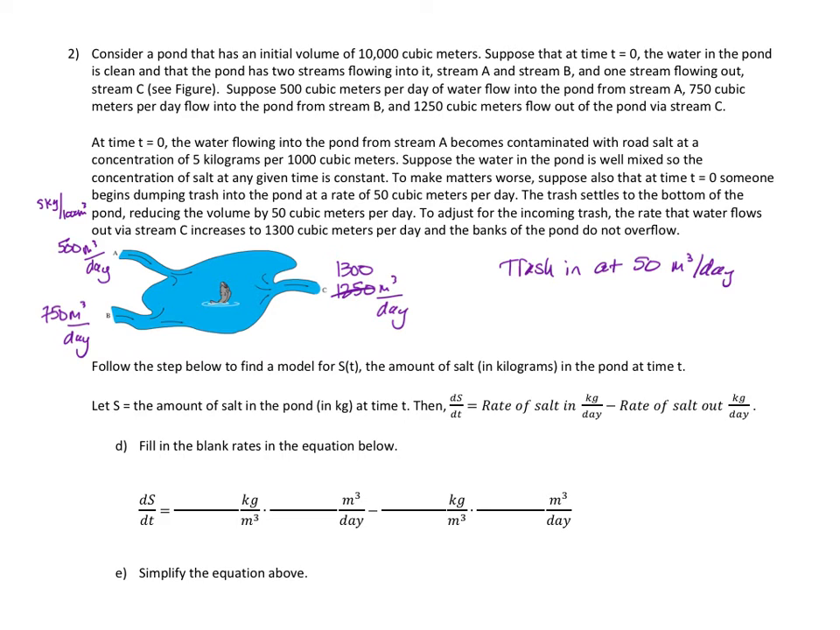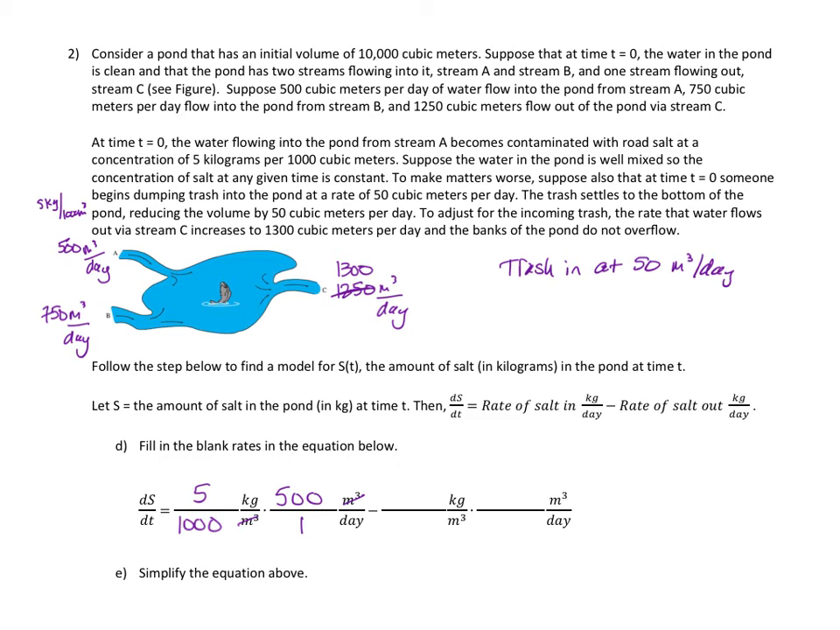Okay, so dS/dt, the rate of salt in. Let's see, we have to know the concentration of the salt. So stream A, we have 5 kilograms per 1,000 cubic meters. That's the concentration of the salt. Then we have to know the rate at which the water is coming in, which is 500 cubic meters per 1 day. So you see cubic meters cancels and you get kilograms per day, which is what we were looking for, right? Because if we want to know the rate of change of salt, that's measured in kilograms per day.